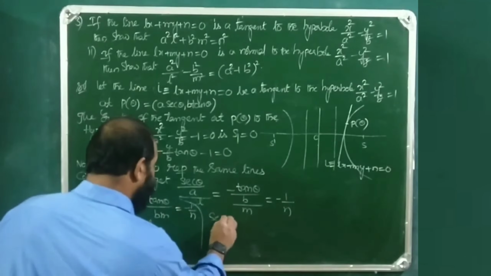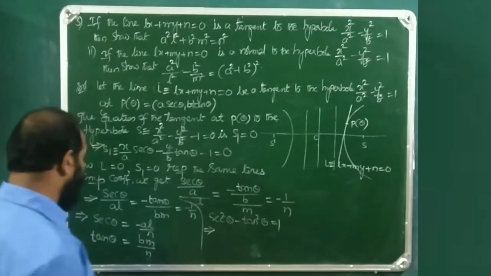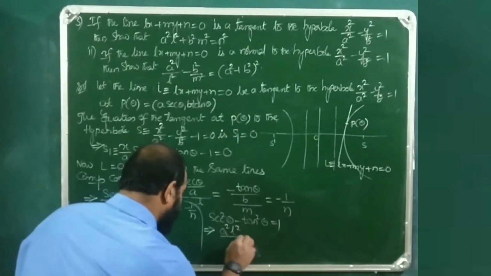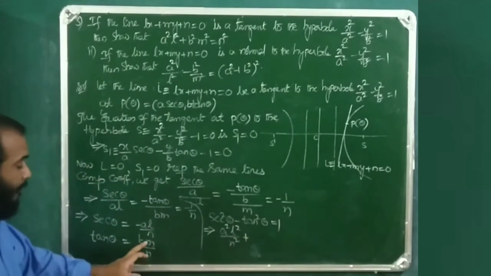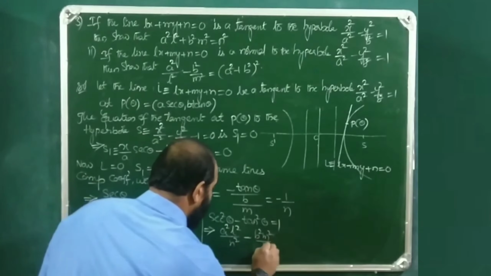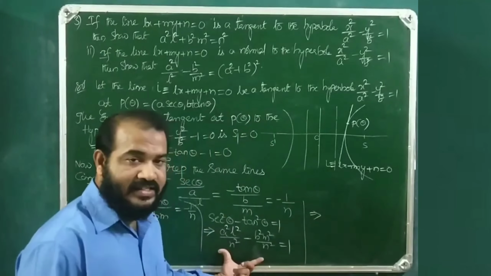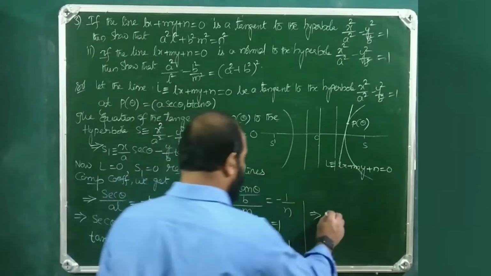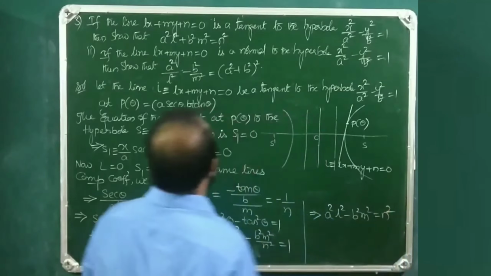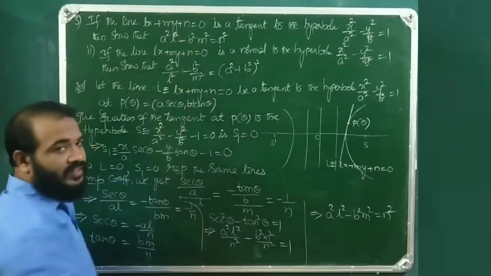Now we know that secant square theta minus tan square theta equals 1. Secant square theta is minus aL by n whole square, so this is a square L square by n square minus bm by n whole square, that is b square m square by n square, equals 1. Therefore, taking n square and transposing to the other side, a square L square minus b square m square is equal to n square, which is what we need to prove. It is minus, as given in the question.